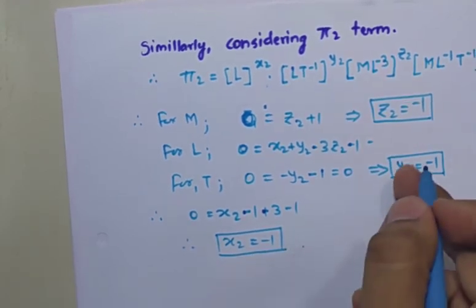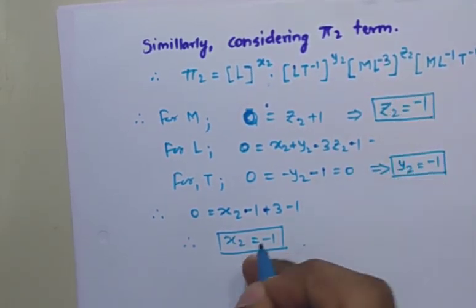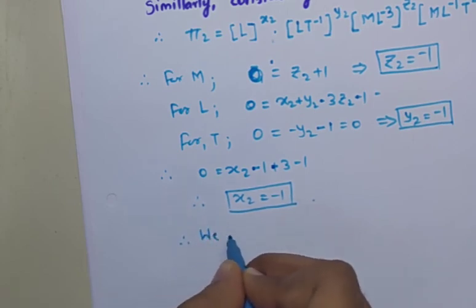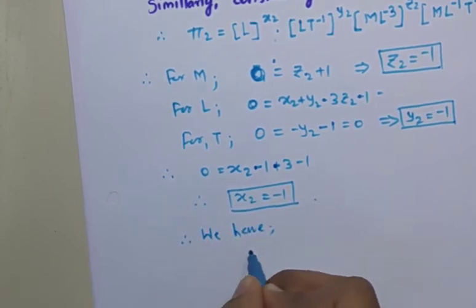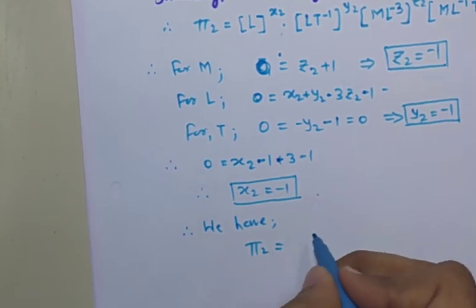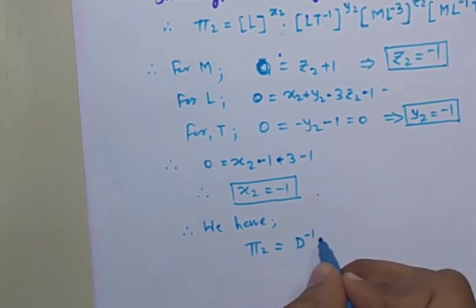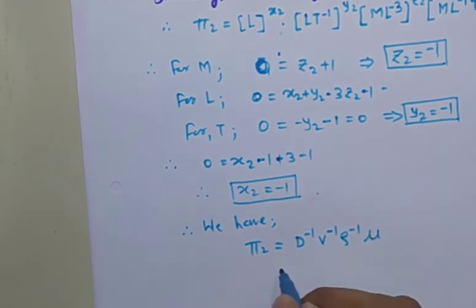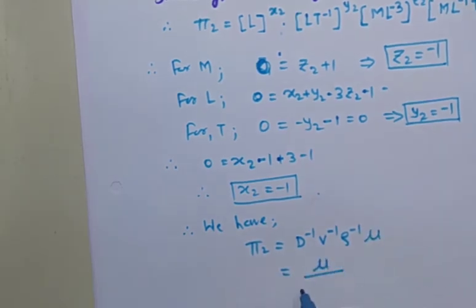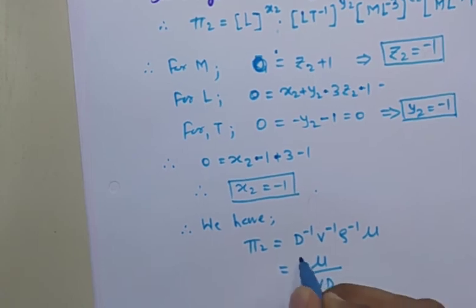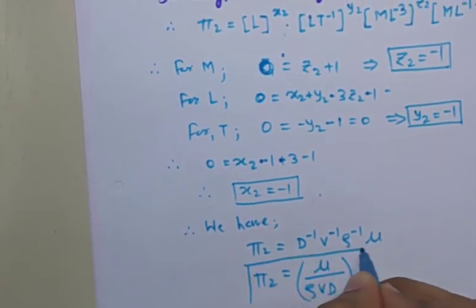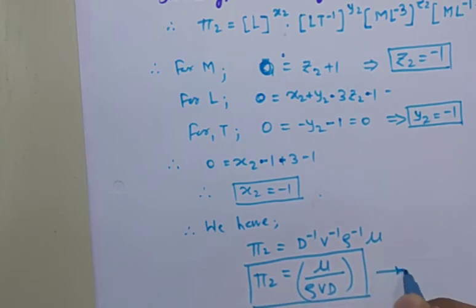So now putting all these exponent values in pi 2 term. So therefore we have expression for pi 2 as D raised to -1, V raised to -1, rho raised to -1 into mu. So it is equal to mu upon rho V D. So this is the expression for pi 2 term. So call this as equation number 4.